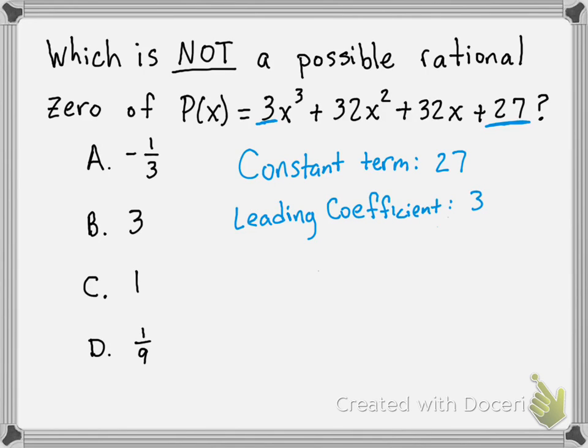All right, so now what we're going to do to get our list of possible rational zeros is we're going to list out the positive factors of the constant term 27, and we're going to list out the positive factors of the leading coefficient 3.